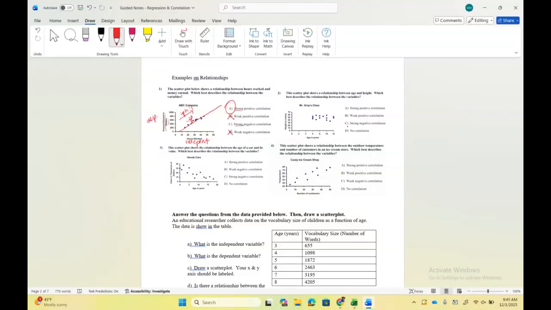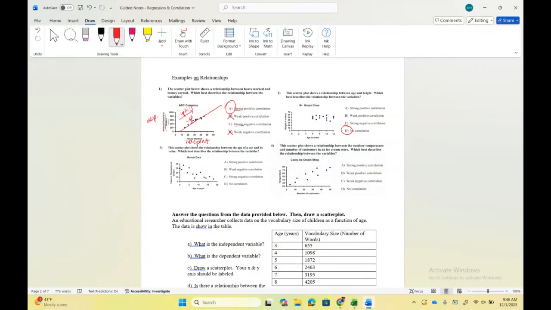All right. Okay, over here we have age in years and height in inches. And we have this class here. So as I look at this data here, it's not really going up or down. Okay, so I would really say this is no correlation, no relationship. Okay, it's kind of straight across and all spread out, so I would say no correlation there.